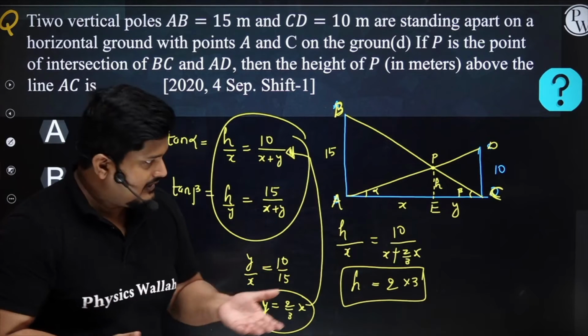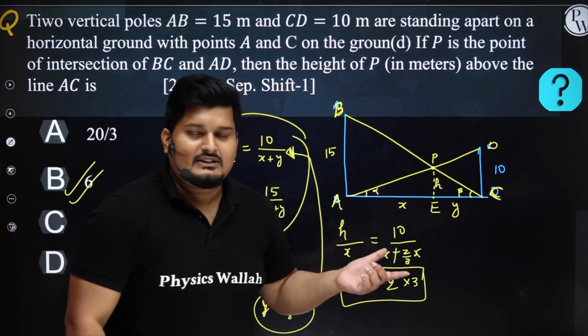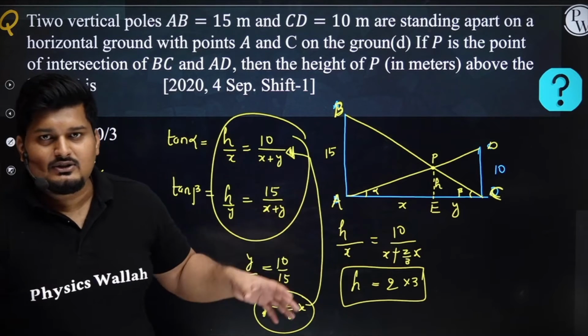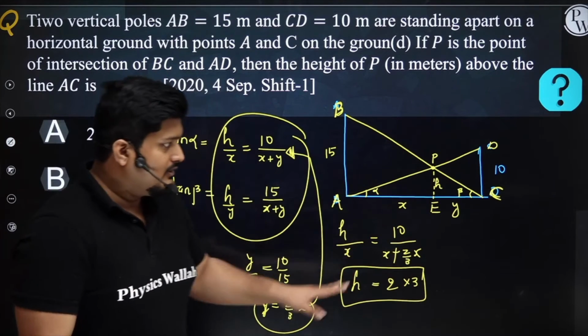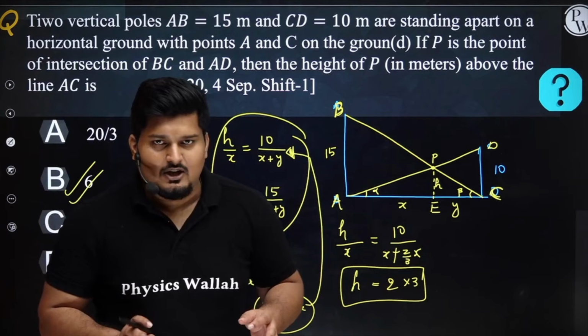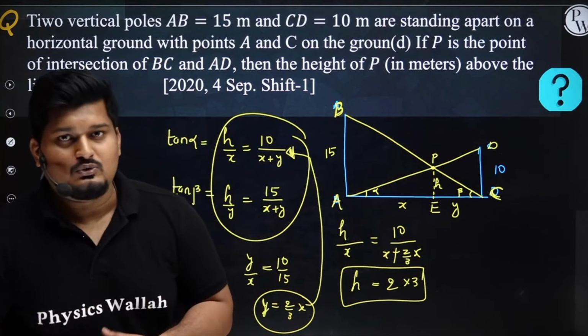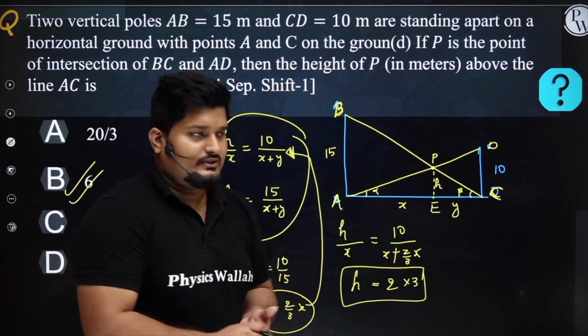Clear? Again, this is 9th class. You had two right angle triangles. I wrote those tan ratios and I compared. I got the answer. This is how easy the problems are always going to be. Clear? Let's solve the next one.